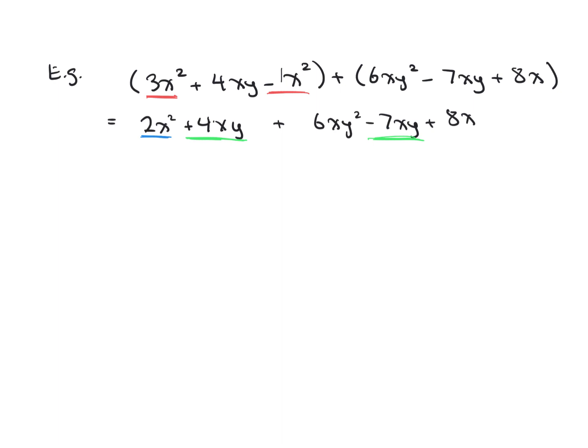Then I go to the next term, which is positive 6xy squared. And I look down the line. Is there any other term that's xy squared? No, there isn't. There's only one term left, and that's plus 8x. So when I look at this, there's 2 greens. And then the other 3, the blue, the yellow, and the red, they're all by themselves. So there's only 2 terms I can combine together.